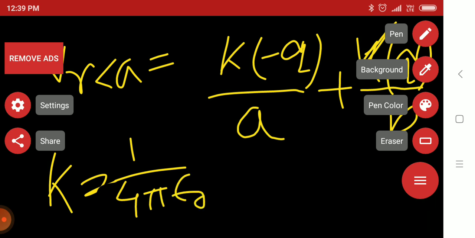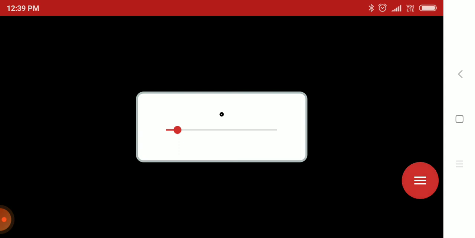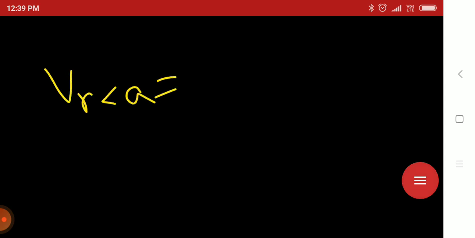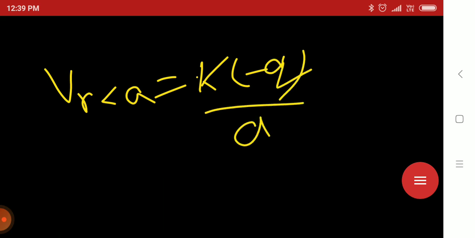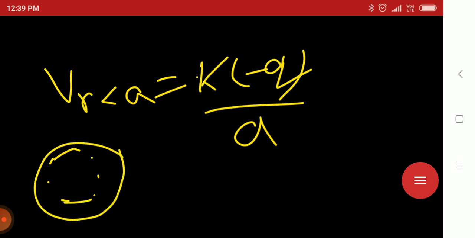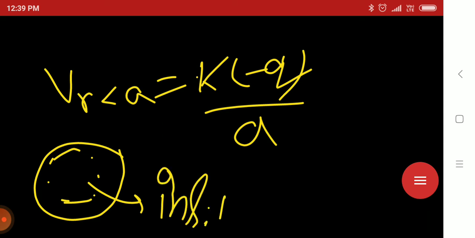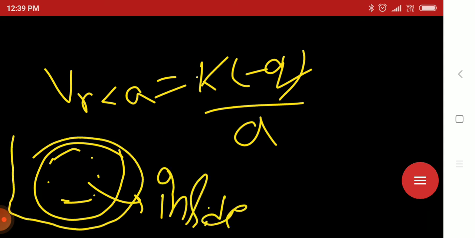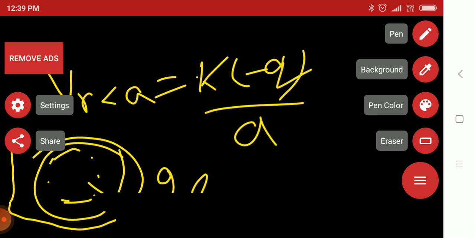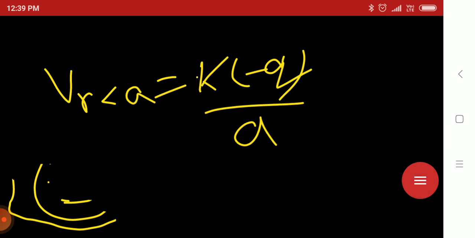So what we can now write? We can now write V at r less than a equals k into minus q by a, as this r less than a point is inside with respect to radius a, and with respect to radius b it is also inside. So we are taking the radius of constant, that means a and b are constant radius, so we are not taking smaller radius. That is the main concept here.